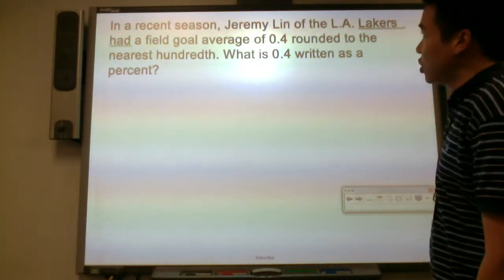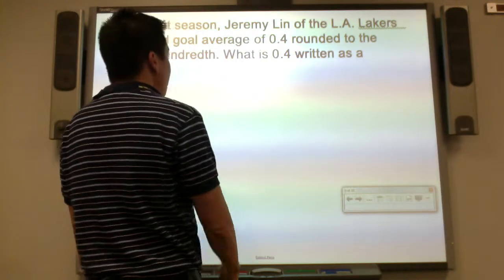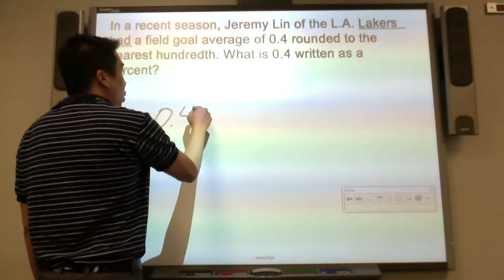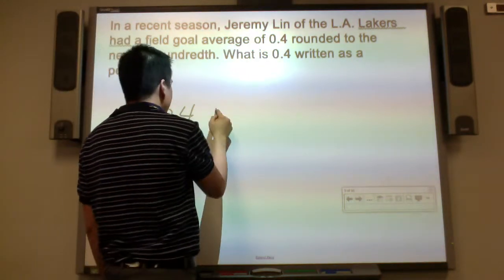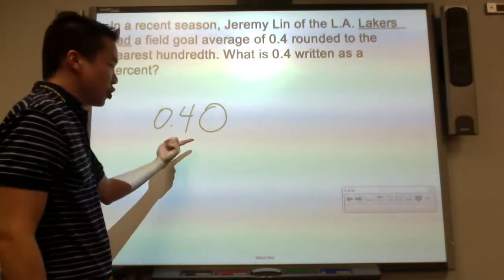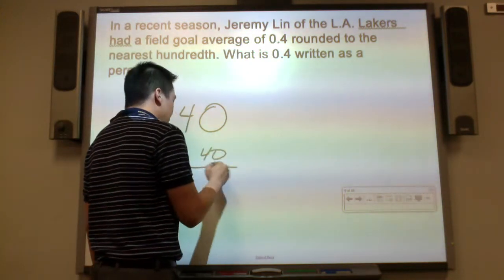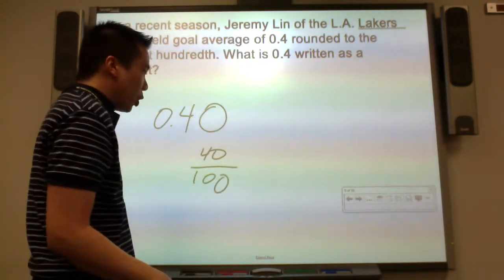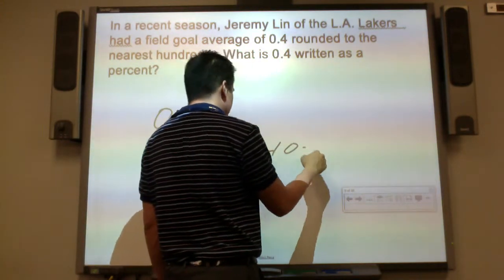In a recent season, Jeremy Lin of the LA Lakers has a field goal average of 4/10. What is 4/10 written as a percent? Make sure you write it as a hundredths place, because percent is per 100. So it's 40 out of 100, or 40 per 100. So what percent is this? 40%.